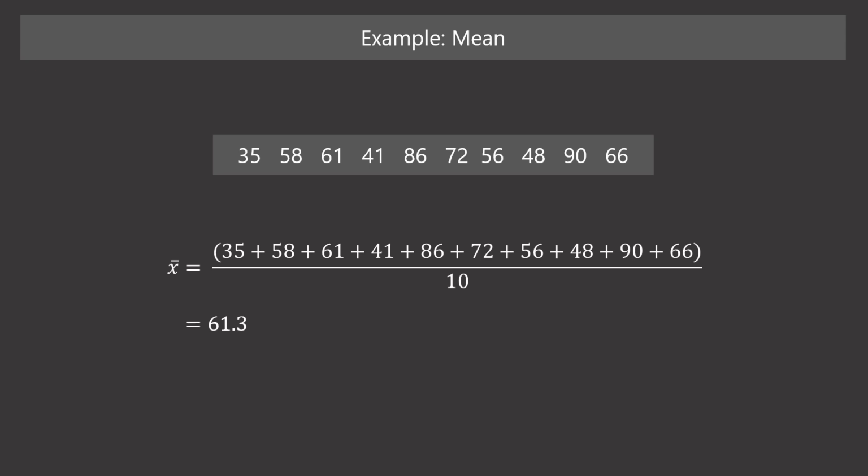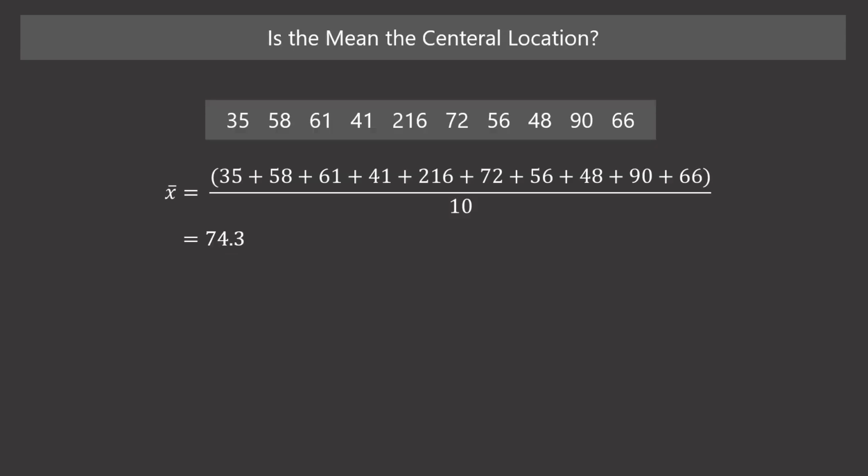As an example, let's calculate a mean of the data, which consists of 10 observations. First, calculate the sum of the 10 values, and then divide it by the number of observations, 10. So, the mean is 61.3. A mean is not always useful for representing the center of the data.